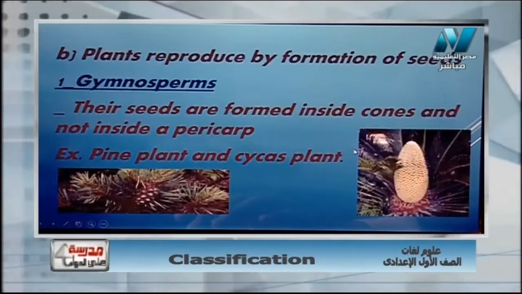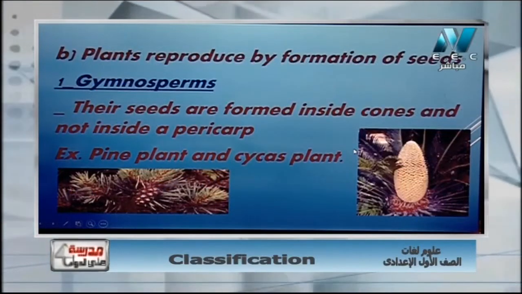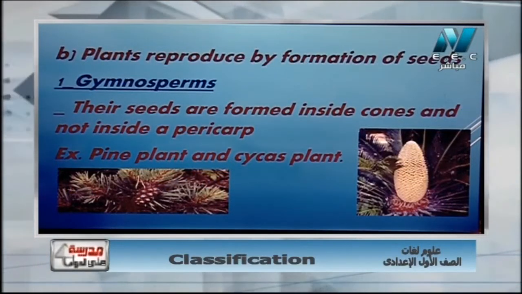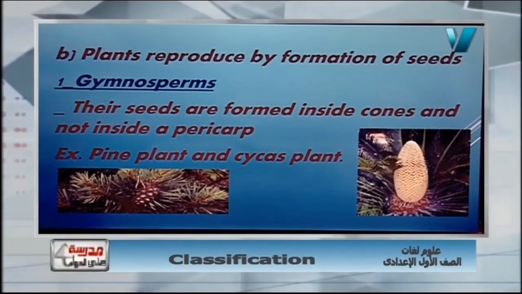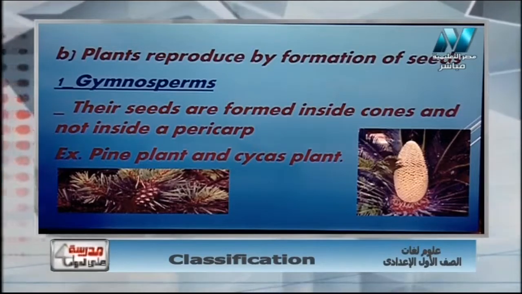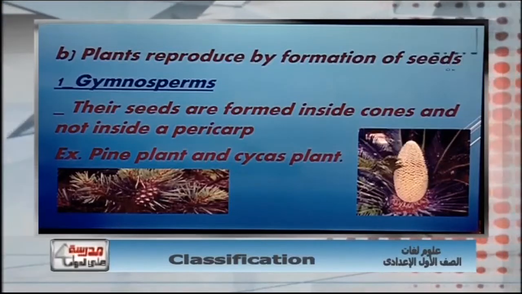Okay. B, plants reproduce by formation of seeds. Seeds means that they can do sexual reproduction. Sexual reproduction that needs male and female. Male plant and female plant. These are called flowering plants. They are higher types of plants that can form seeds. Okay. They must have flowers.